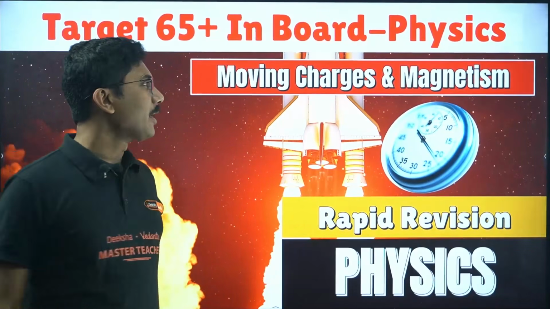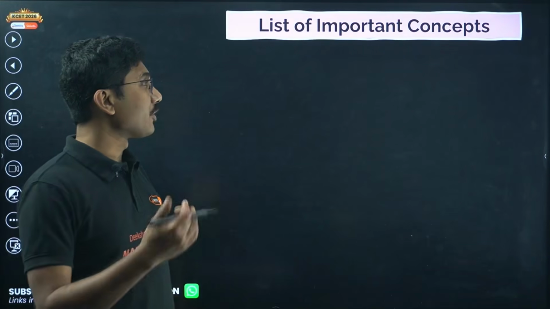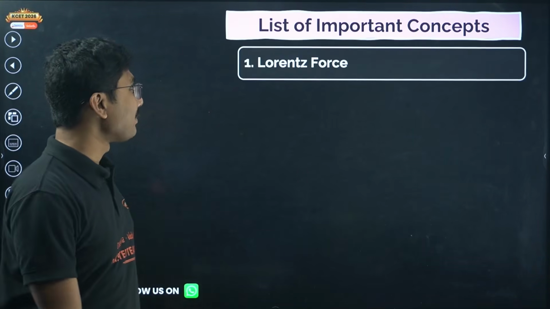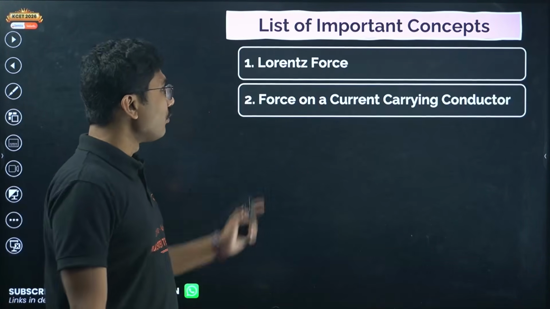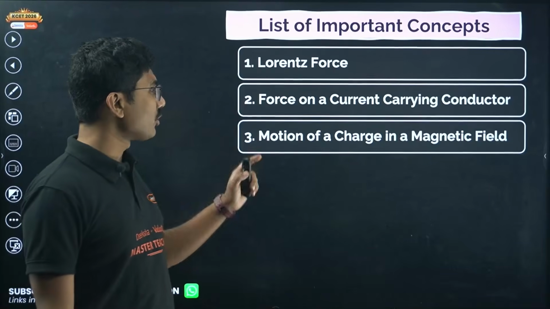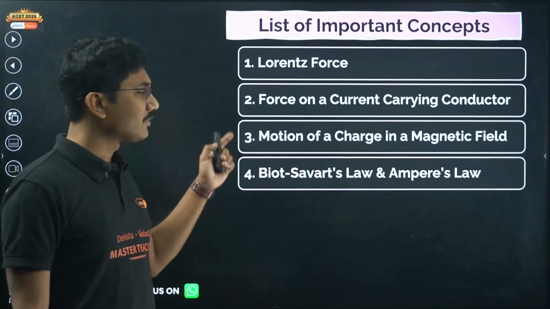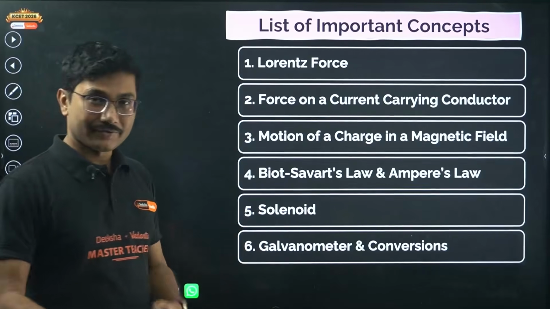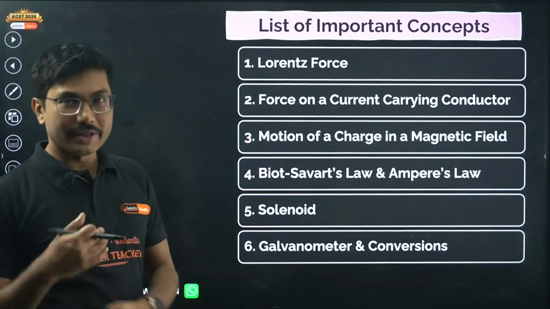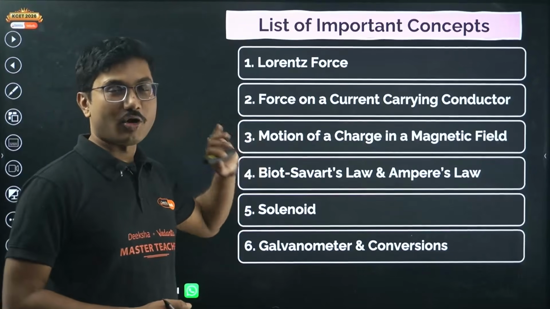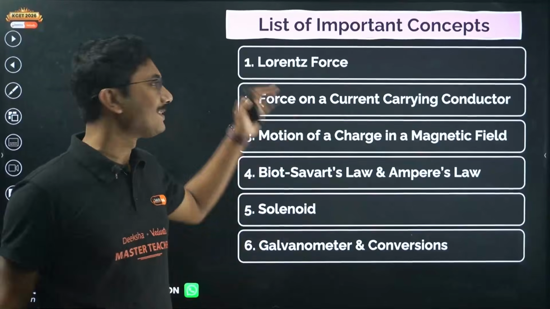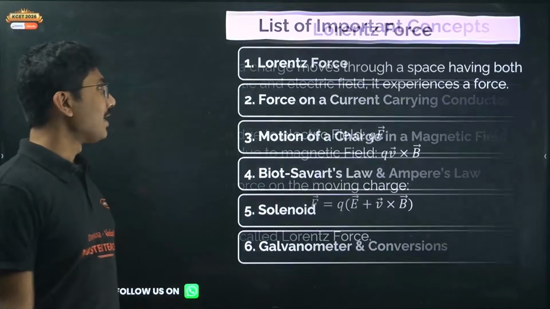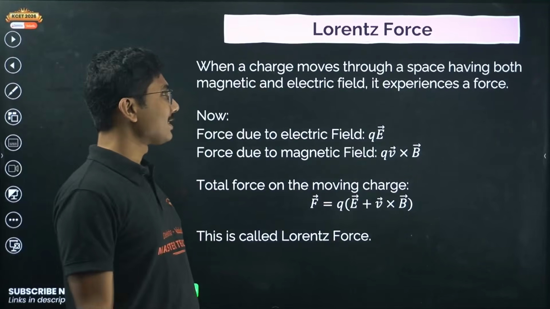And as usual, we will look into the concepts that we are going to discuss. This is a slightly lengthy chapter. So Lorentz force, force on a current carrying conductor, motion of a charge in magnetic field, Biot-Savart's law and Ampere's law, solenoid, galvanometer and their conversion. These are the highlights of this chapter, but we will be discussing all the concepts. Now let's move on with our first concept, Lorentz force.